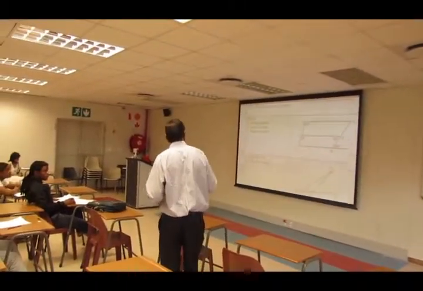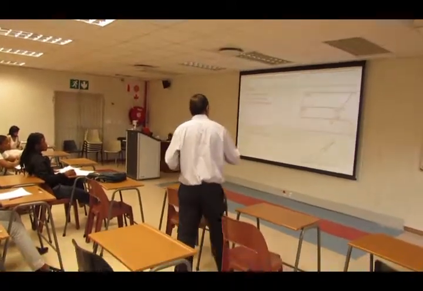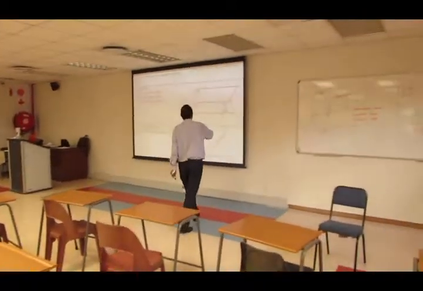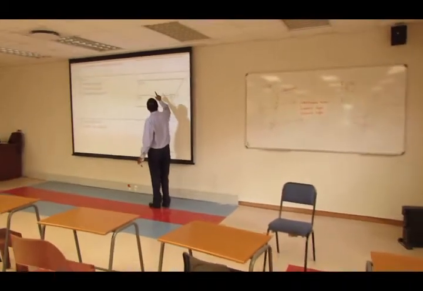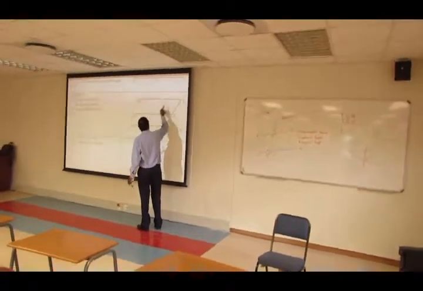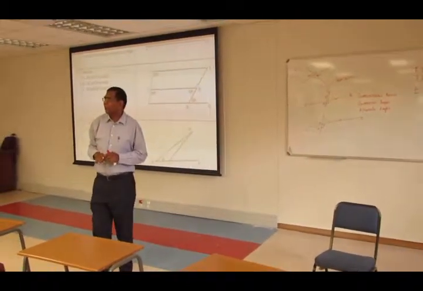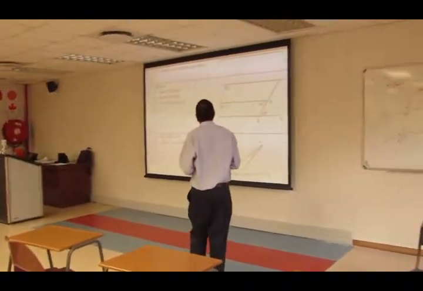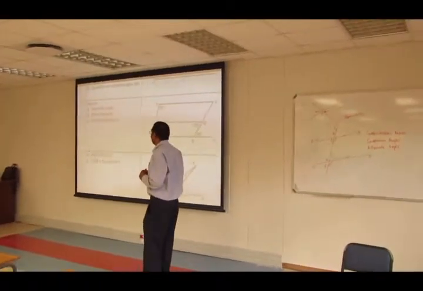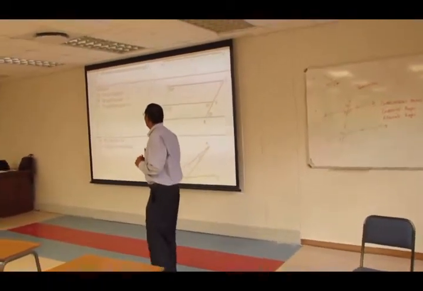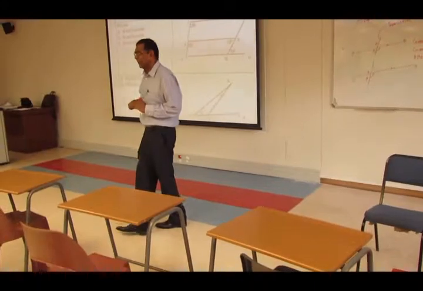The next one, BC and EF, are they parallel? The first one was CD and AB, right? Next one, DC and EF, are they parallel? Yes. Why? Corresponding angles. Right.